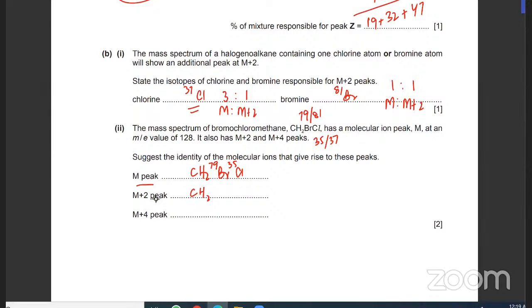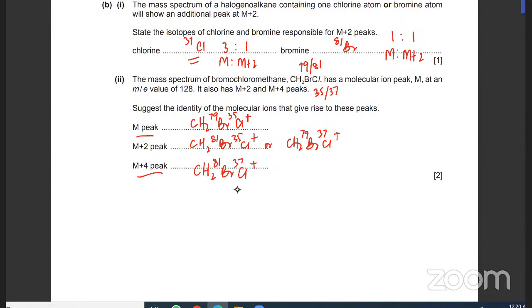The peak will have an increase in mass by 2 when either one of them is the heavier isotope. So it's going to be bromine 81 with Cl 35, or you could have bromine 79 and the Cl could be the heavier one. And M+4 is obtained when both of them are the heavier one. So you could have bromine 81 and Cl 37. Make sure to put a positive charge sign on top of whatever molecular ion or fragment that you're writing. Okay.